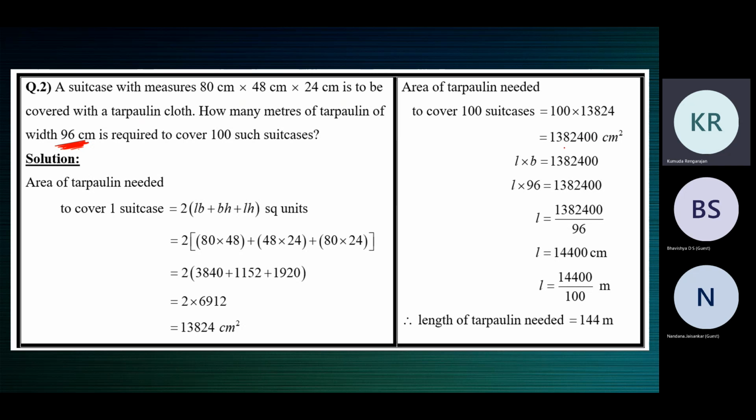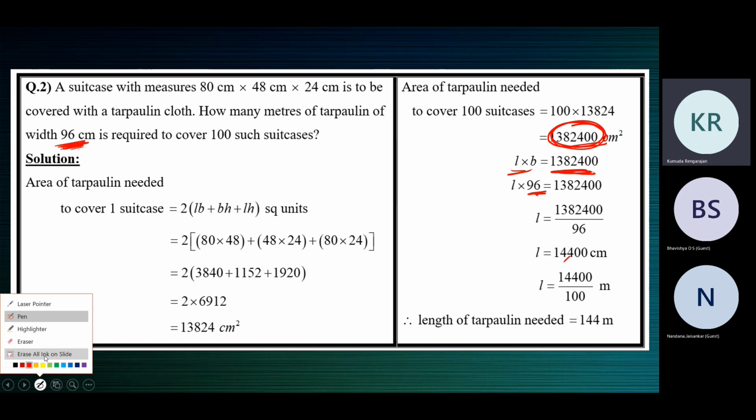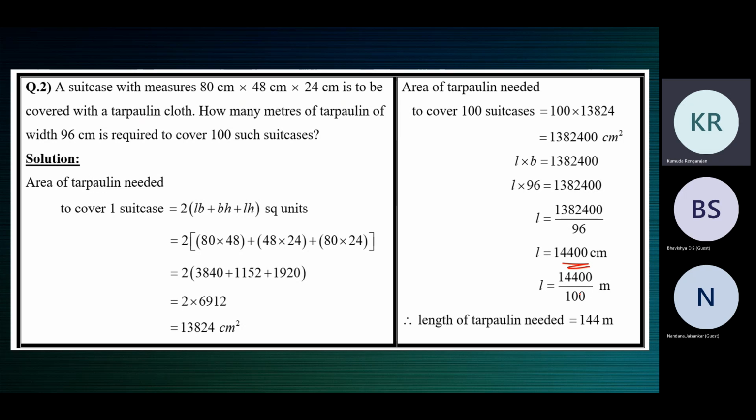So this is the area of tarpaulin you need to buy, and tarpaulin is rectangular. So L into B is equal to this area, and B is given as 96. So L is equal to 14,400 centimeters. Since it's a very large value in centimeters, we convert it to meters. So you get 144 meters. So you need to buy 144 meters of tarpaulin, or the length of tarpaulin is 144 meters.